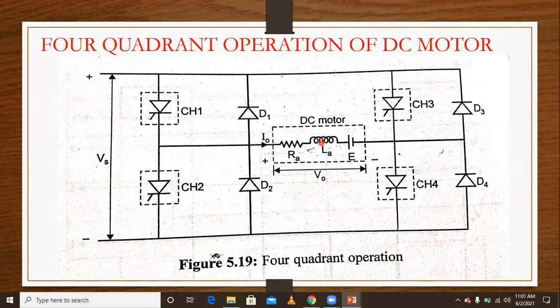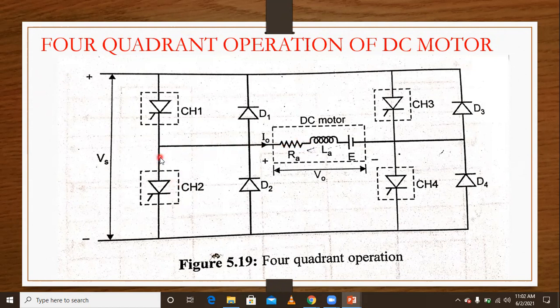This machine is acting as a generator. That's why the armature current is in this direction. If the armature current is in the opposite, reverse direction, then only the chopper is switched on. Otherwise, it is not forward biased. When it is regenerating mode, meaning the armature current is delivered like this, then only chopper CH2 is on.